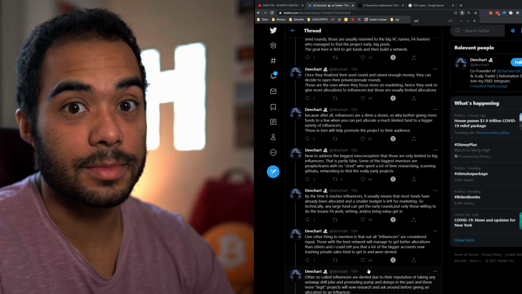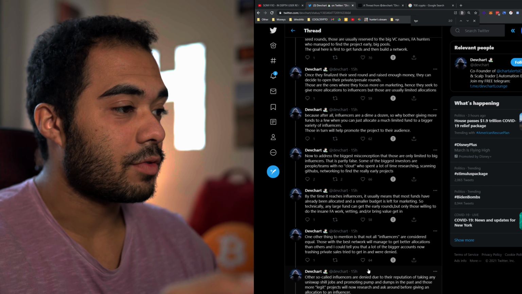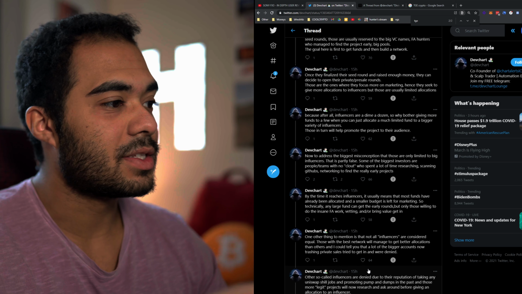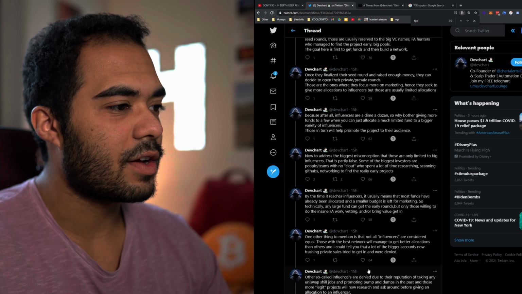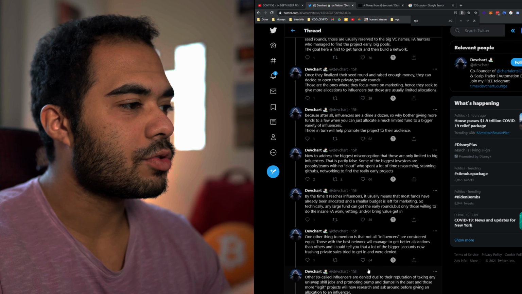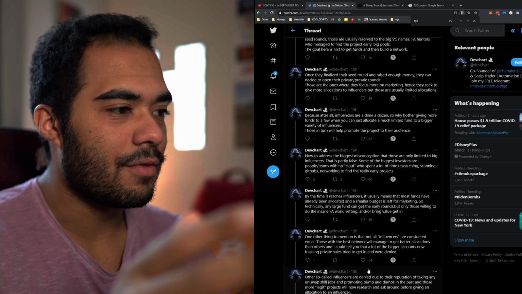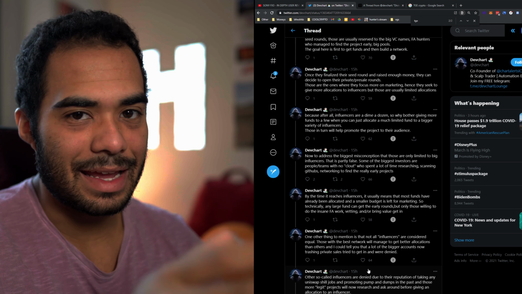That's why looking through GitHubs is very important. Now, by the time it reaches influencers, it usually means that most funds have already been allocated and a smaller budget is left for marketing. Any large fund can get the early rounds, but only those willing to do the insane FA work, vetting, and or bring value get in.